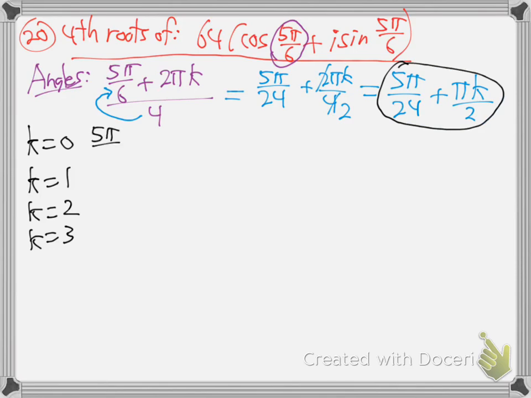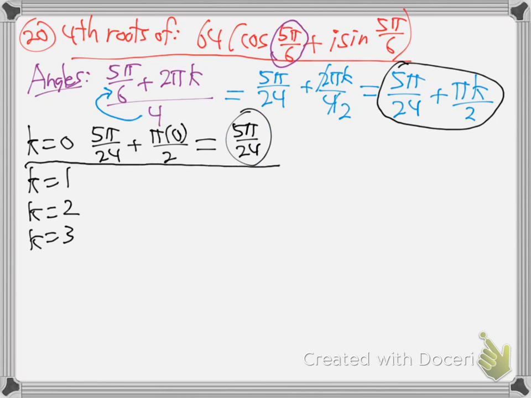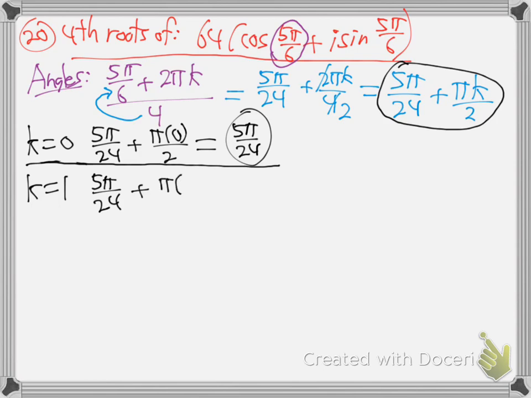So 5 pi over 24 plus pi times 0 over 2. And so that's just 5 pi over 24. We just get rid of that 0, just makes that second part vanish. Good so far. This is going to be a little messier. I need a little more space probably here. Next, k equals 1. 5 pi over 24 plus pi times 1 over 2.